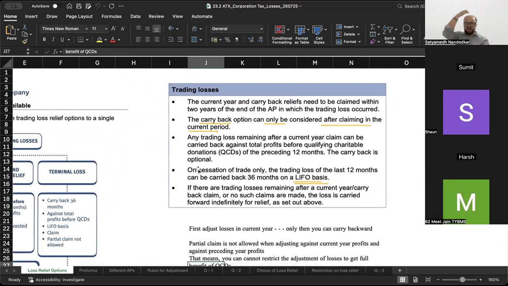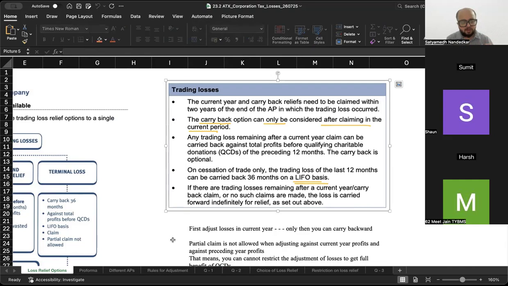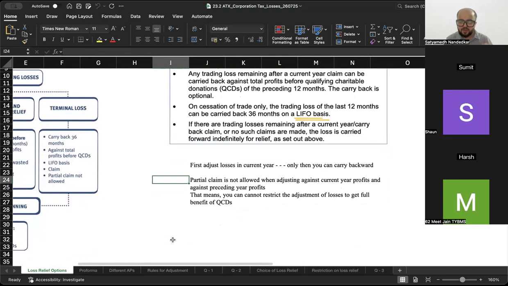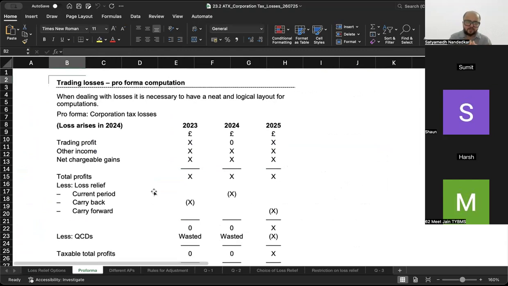And the current year and carryback reliefs need to be claimed within 2 years of the end of the AP in which the trading loss occurred. The carryback option can only be considered after claiming in the current period. In the case of individuals it is not like this. In the case of individuals, you can carry it backward also before adjusting it against the total income of the current year.